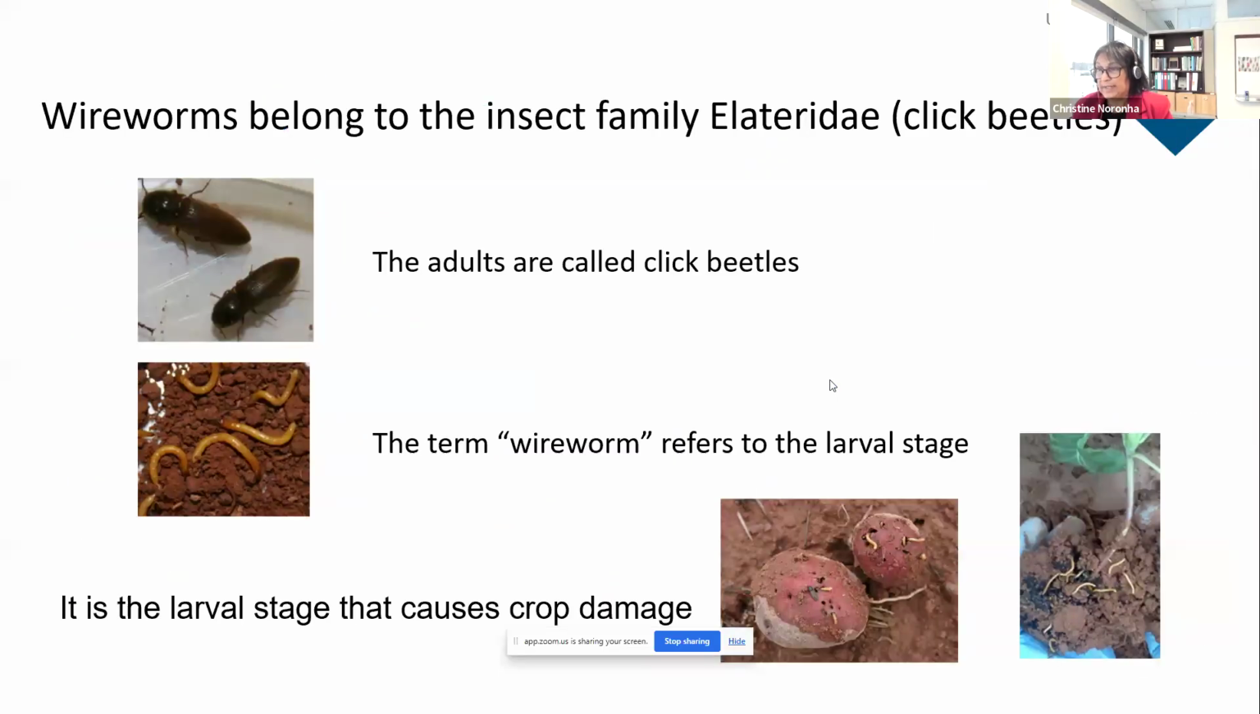So in the early 2000s, we started to see problems with wireworms. And so I'm going to start my presentation with just saying a little bit about wireworms. Wireworms belong to the insect family Elateridae. The adults are called click beetles, and the term wireworm is used mainly for the larval stage. And it's this larval stage that causes most of the damage to the crop.